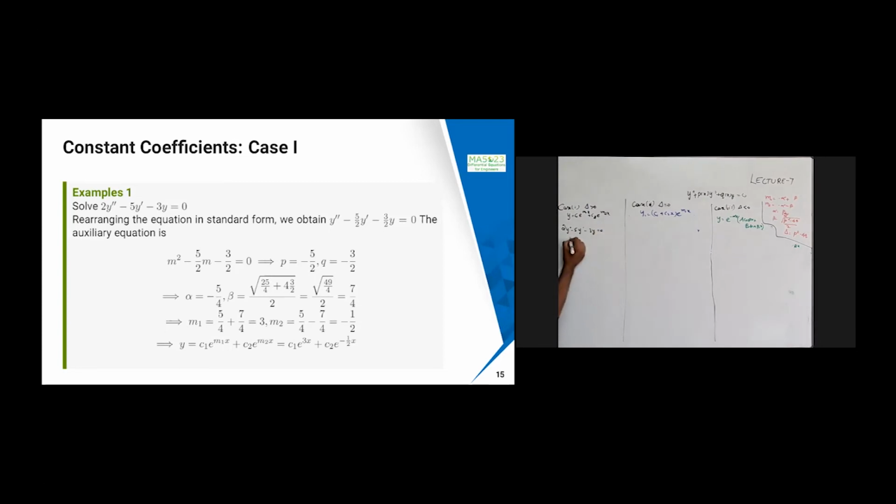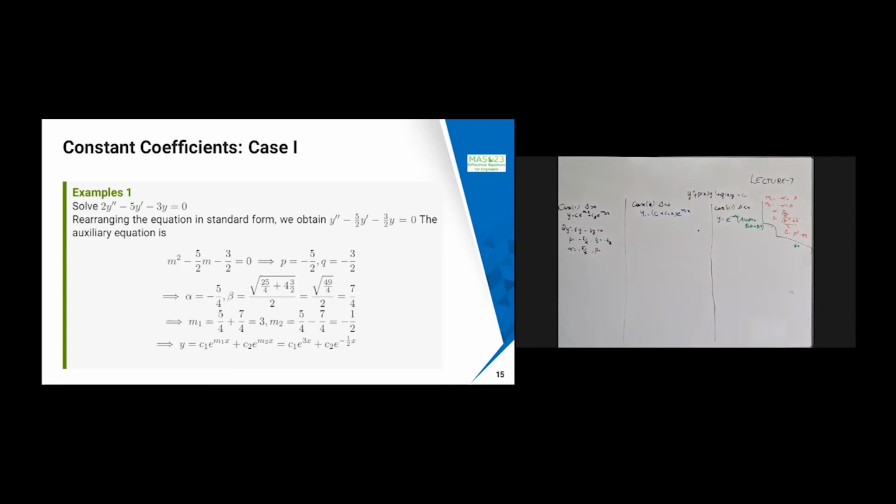So in this case, p is equal to minus 5 by 2, because I have to convert this into this formula, okay, then only I can consider p. So p is minus 5 by 2 and q is equal to minus 3 by 2. Therefore, my m1 is alpha, and alpha is p by 2, therefore minus 5 by 4 is going to come, and beta is going to become like square root of p square minus 4q by 2.